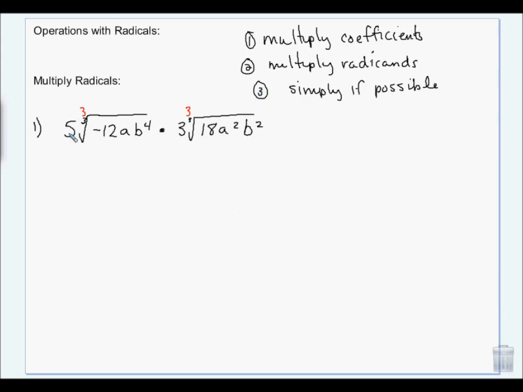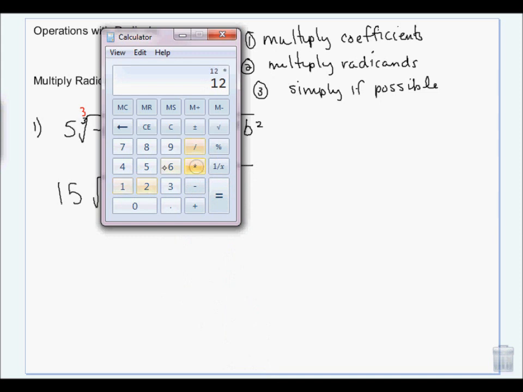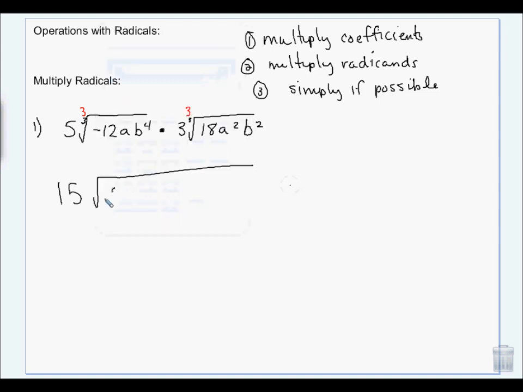Okay, so 5 times 3 is 15. And then I have 12 times 18. Not 12 times 1, 12 times 18, which is negative 216. Now this is a cube root, so I can have negatives. A times a squared is a to the third. B to the fourth times b squared is b to the sixth.